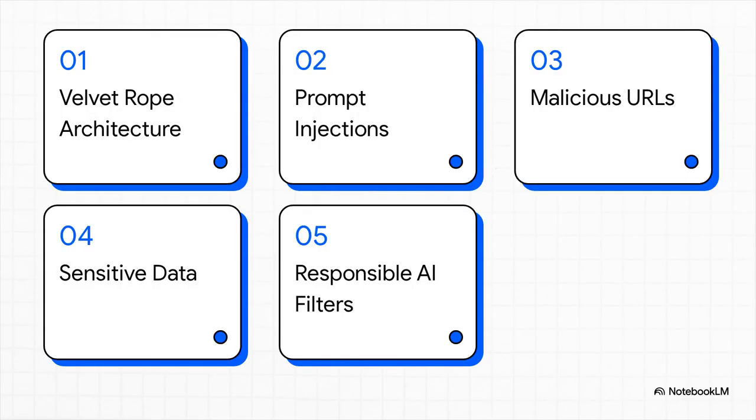To understand exactly how Model Armor neutralizes these threats, we're going to take a quick architectural tour. We'll start with the velvet rope architecture, then look at prompt injections and jailbreaks, malicious URL detection, sensitive data protection, and finally, responsible AI filters.